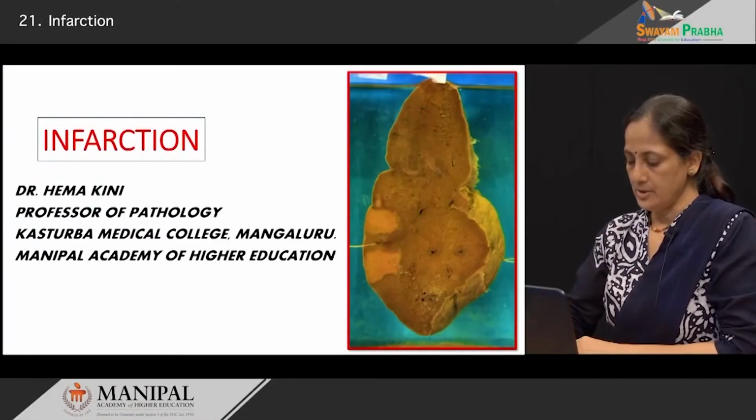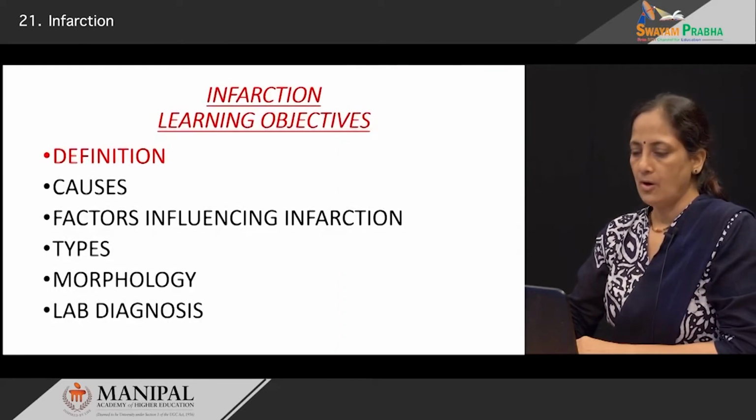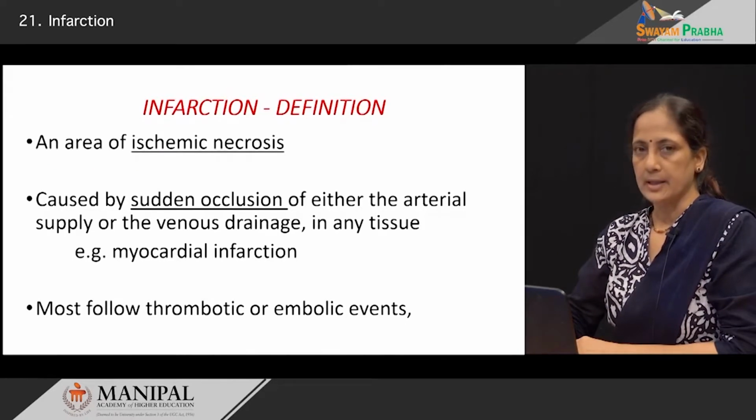The topic we are going to discuss today is infarction. What is infarction? It is an area of ischemic necrosis caused by sudden occlusion of either the arterial supply or the venous drainage in any tissue. A good example for this is myocardial infarction.